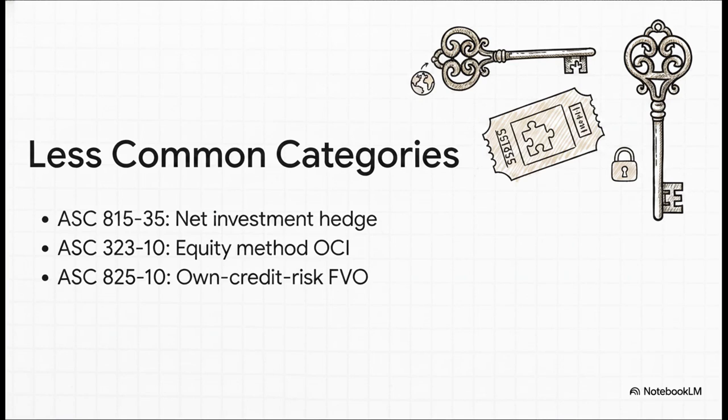Now, while those four cover the vast majority of entities you're ever going to work with, you should be aware that a few less common OCI categories do actually exist. Things like the effective portion of a net investment hedge, your share of OCI from an equity method investee, or own credit risk on fair value option liabilities. I'm just pointing these out so you know they're out there under very specific ASC rules. But again, they are strictly defined by GAAP. It's never about management preference.